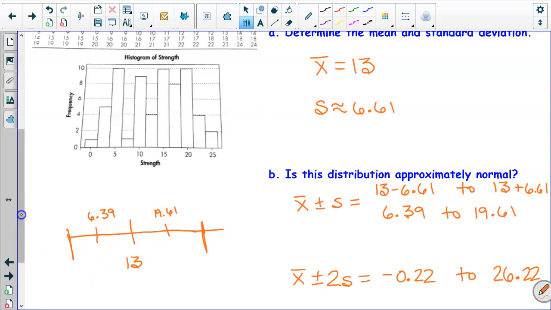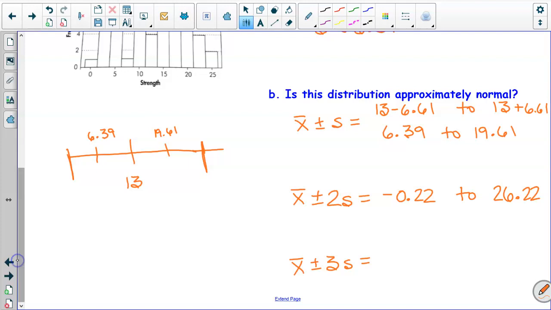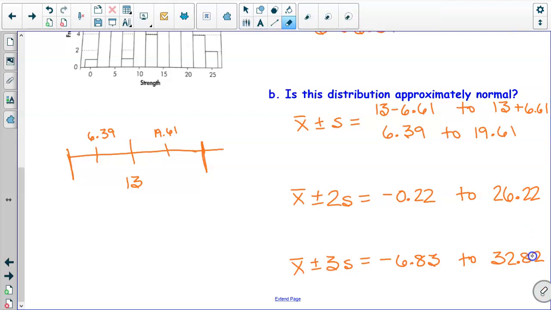There's no way it's 13. Something happened. Okay, now with these new numbers, what can I do? Add it to this one, subtract it from that one, and we get negative 6.83 for this one. Add 6.61 to this. 32.83. Okay, great.